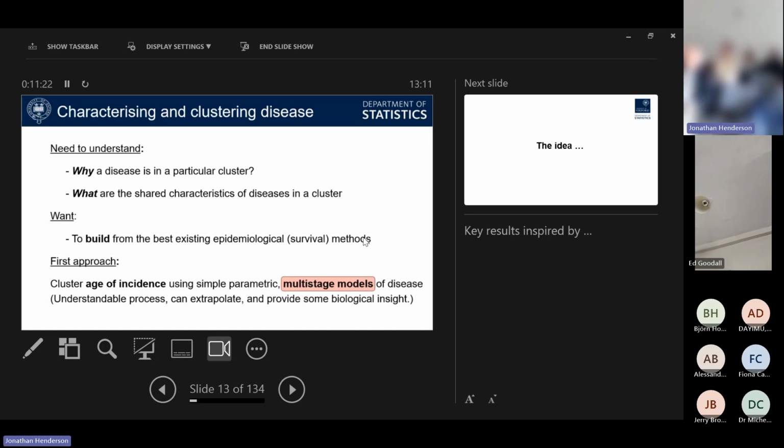I was also keen to build upon existing epidemiological methods. I didn't want to just start from scratch. And so what I did was I started clustering using age of incidence, and I used a simple parametric multi-stage model of disease because this provided an understandable method. When you've got a parametric model, you can extrapolate forward in age, and it provided some biological insight.